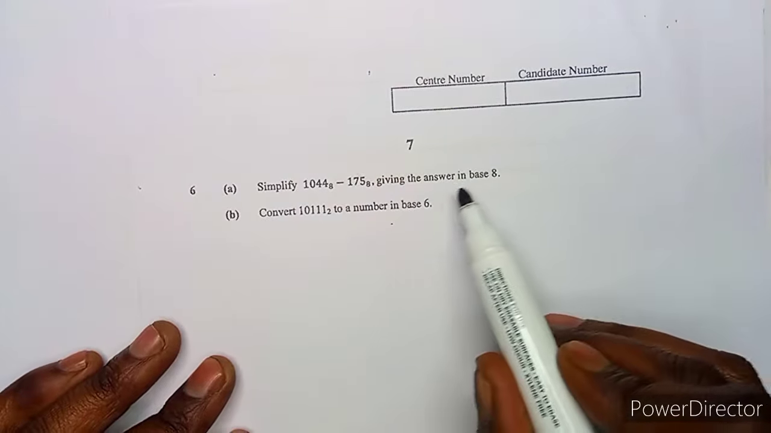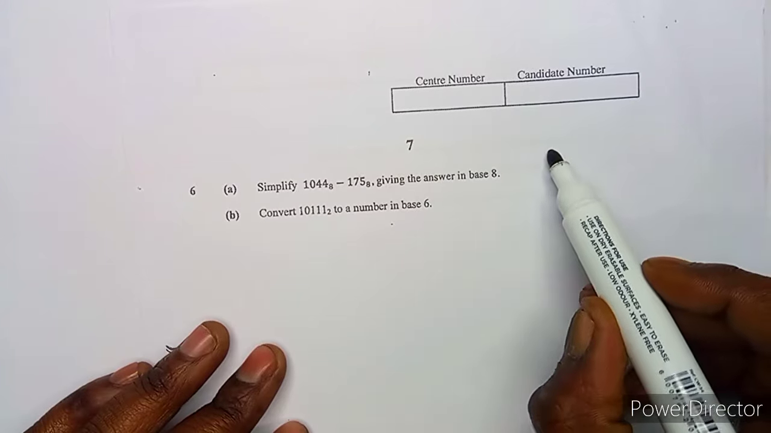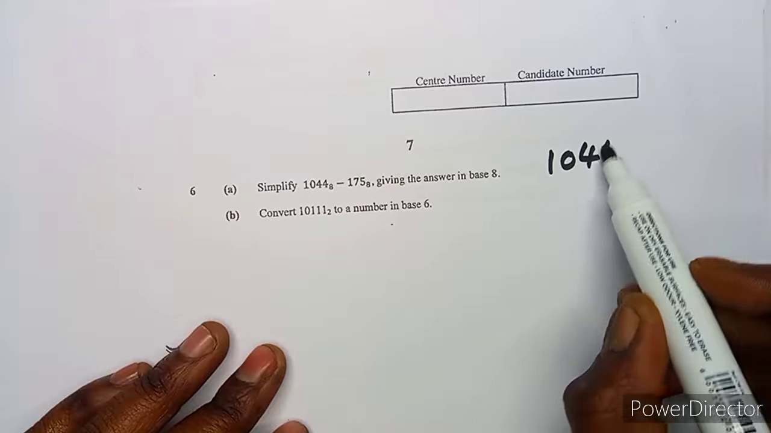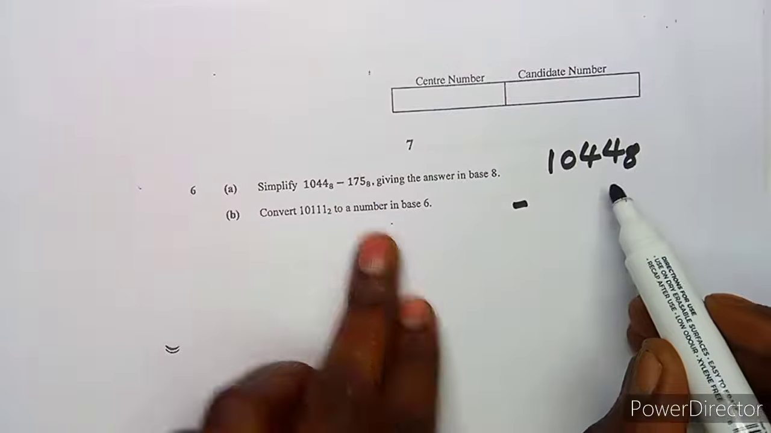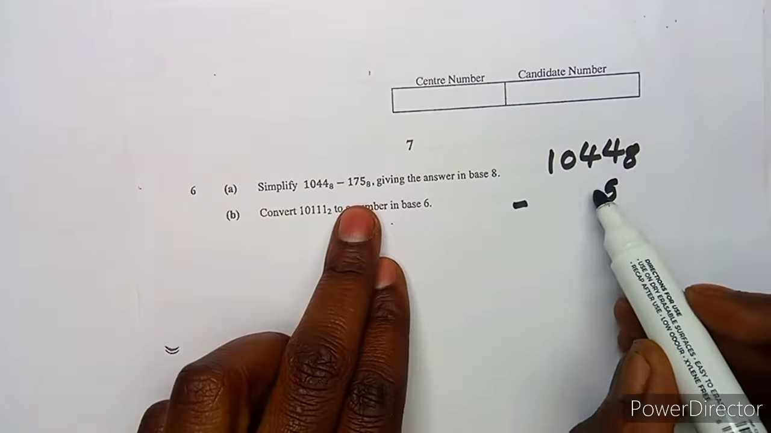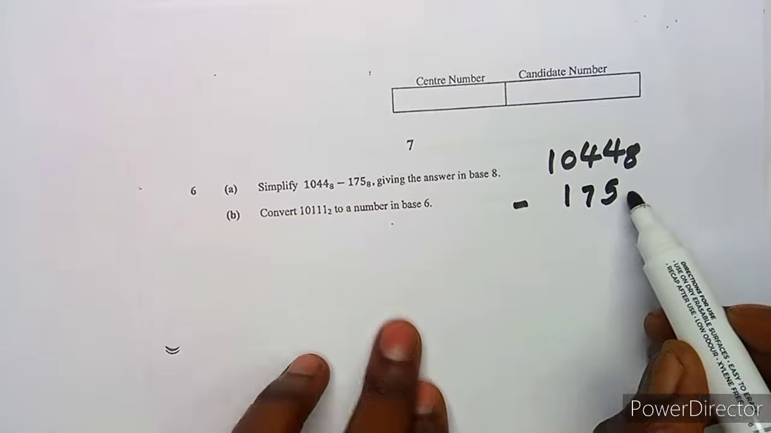Simplify, give your answer in base 8. Okay, so already these numbers are in base 8. 1 0 4 4 base 8 minus, take note this has got 3 digits, so I'm going to start with this one, 5 7 1 in base 8.